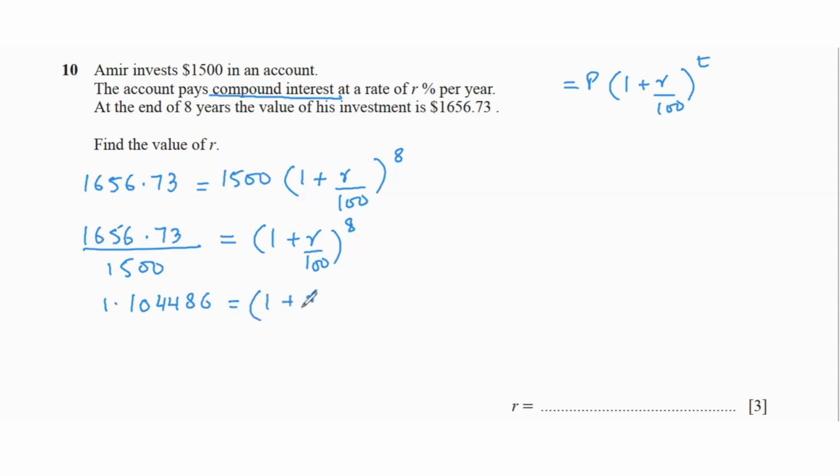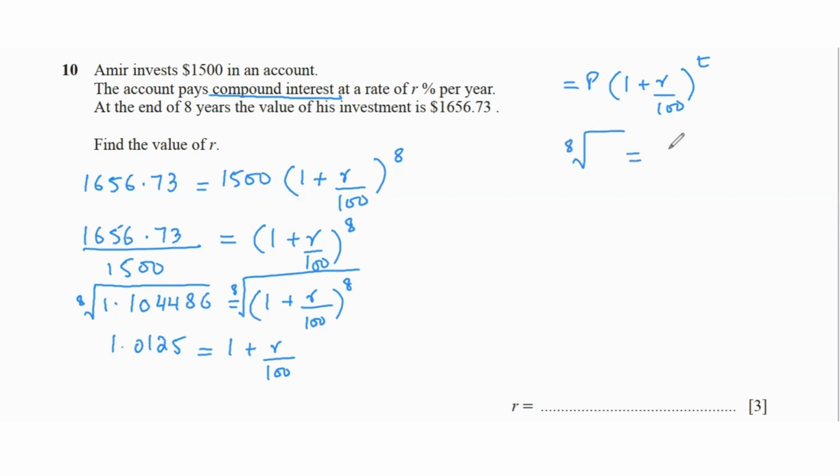Next, we're going to take the 8th root on both sides to get rid of the 8 on this bracket. So for the 8th root, we will get 1.0125 equals 1 plus r over 100. As you can see now, the 8 on top of the bracket is gone because when you're taking a root, for example, the 8th root basically means the power of 1 over 8. So if we multiply the 1 over 8 power times the 8 power, that equals 1.